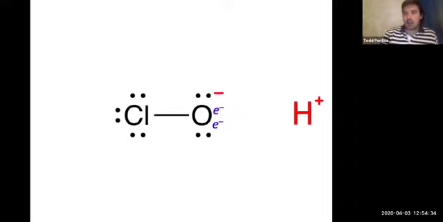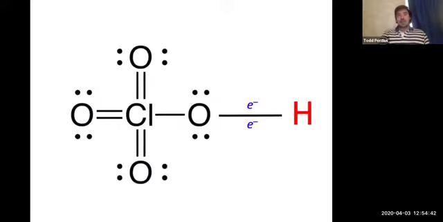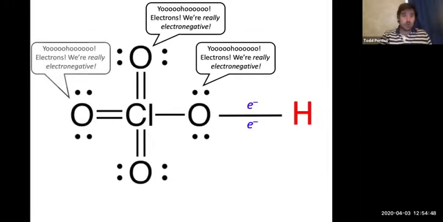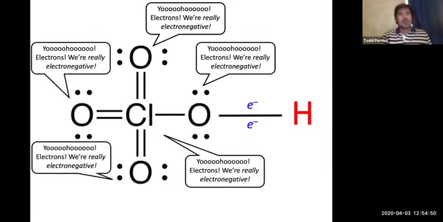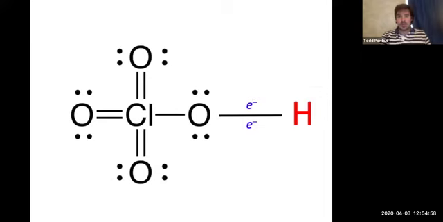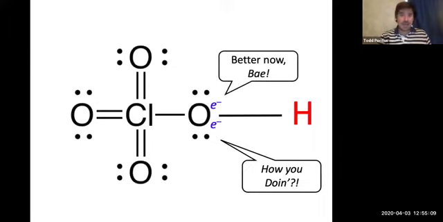But can we make this stronger? Yes, we can, because as you pointed out, HClO4 is a stronger acid. In fact, it's so strong it's called a strong oxy acid. So what happens here? Yoo-hoo, electrons! There are so many electronegative atoms here. These electrons are really going to be attracted. Now, whoop, they're moving so far away from that hydrogen. And the oxygen's all like, how are you doing? And the electrons are all like, better now, bae. This is actually what they say to each other. I don't know, it's just science.